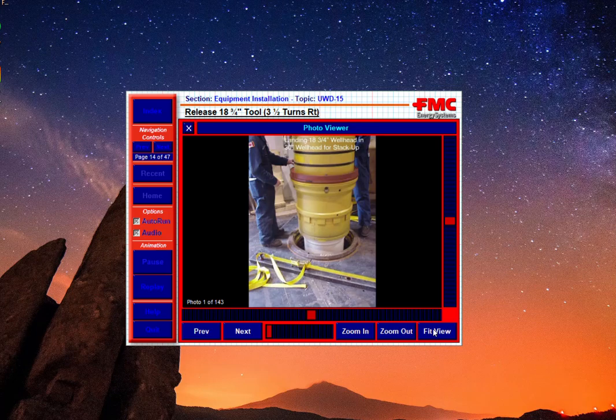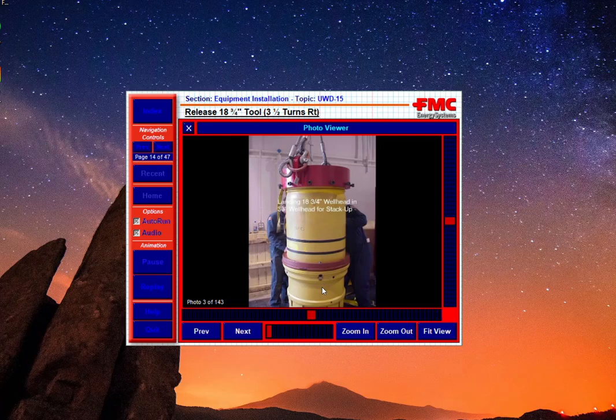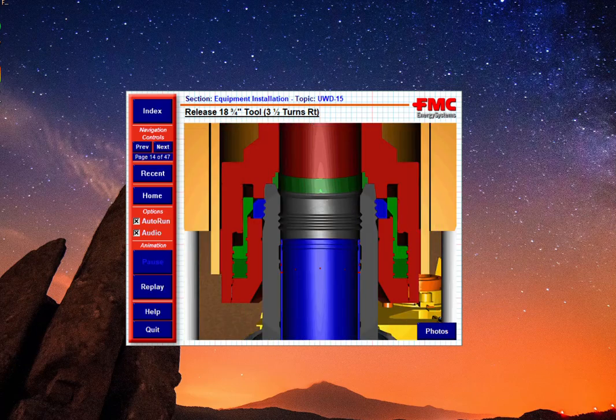This is how the wellhead looks. And here are the locking profiles that we're talking about. You'll see the wellhead and how... We'll look more into it on the inside here, I think.